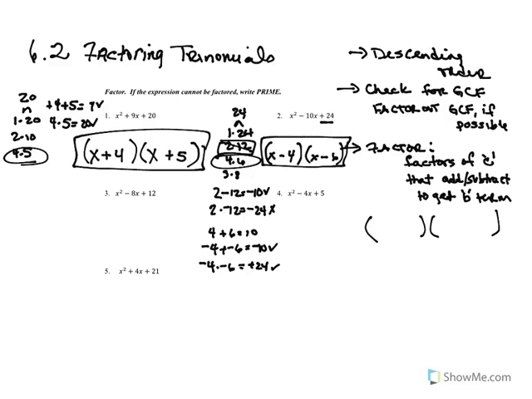And again, you can always multiply it by distributing it to check it to see if you get back the original trinomial. All right, number 3. Number 3, we're looking at x squared minus 8x plus 12. So we're looking for factors of 12 that can give us an 8. This is wrong. My mistake. Hold on. 2 and 6.